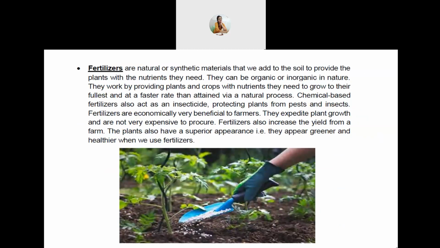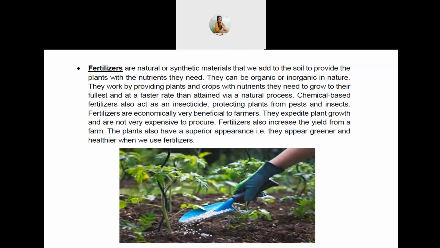Fertilizers, they are natural or synthetic materials that we add to the soil to provide the plants with the nutrients they need. They can be organic or inorganic in nature. They work by providing plants and crops with nutrients they need to grow to their fullest and at a faster rate than attained via a natural process.